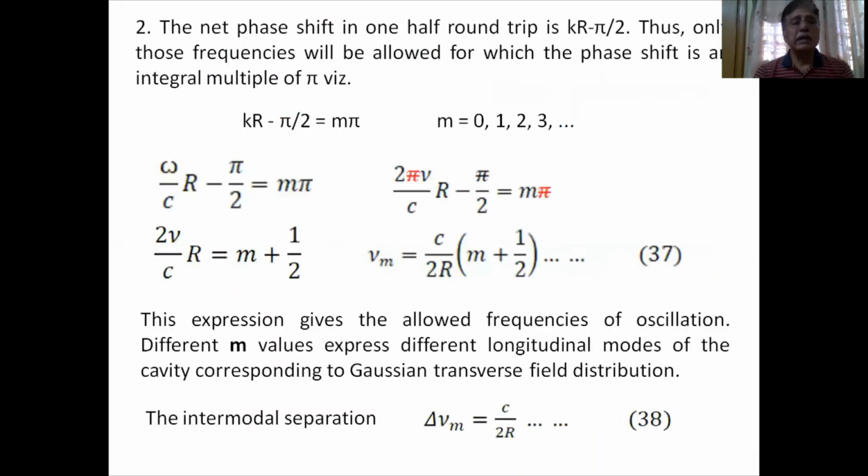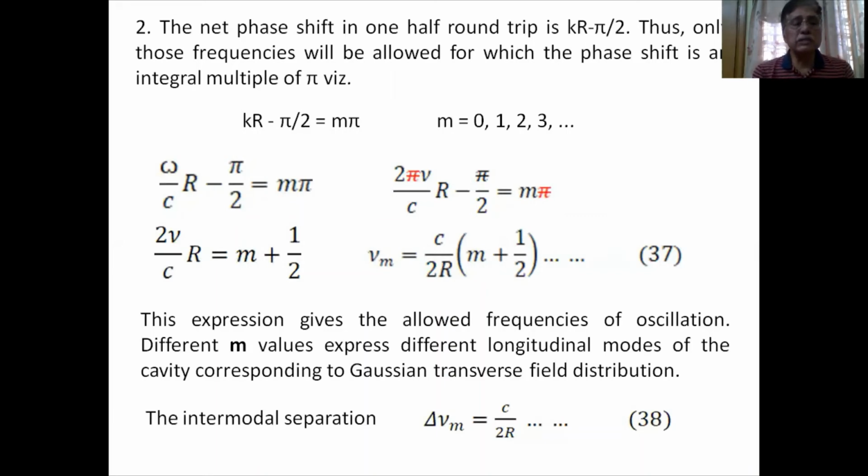Number two, the net phase shift in half round trip is kr minus pi by 2. Thus, only those frequencies will be allowed for which the phase shift is an integral multiple of pi. That is, kr minus pi by 2 is equal to m pi, where m is equal to 0, 1, 2, 3, etc. From here, k can be written as omega by c. So omega by c r minus pi by 2 is equal to m pi.